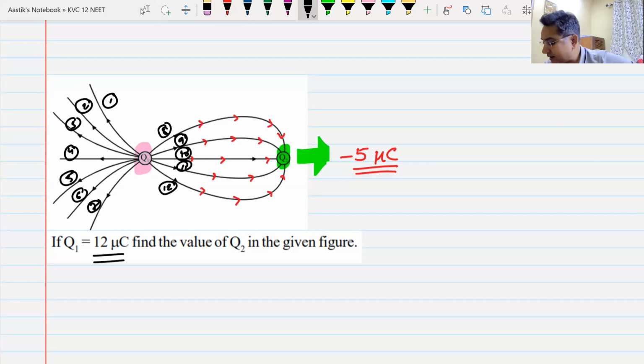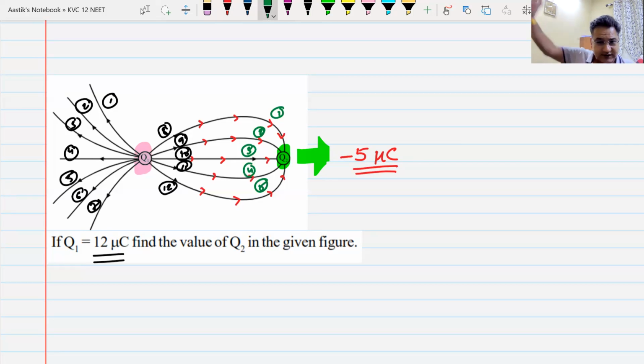Now, if I count the next one, the green one, 1, 2, 3, 4, 5, there is nothing on the other side. 5 electric field lines are going inside. So, what will be the charge? Q2 equal to, tell me the answer now. The answer would be -5. Do we understand? Understood, sir.